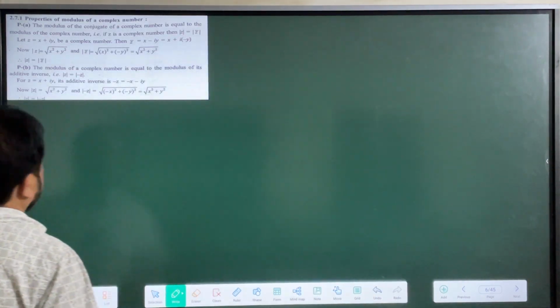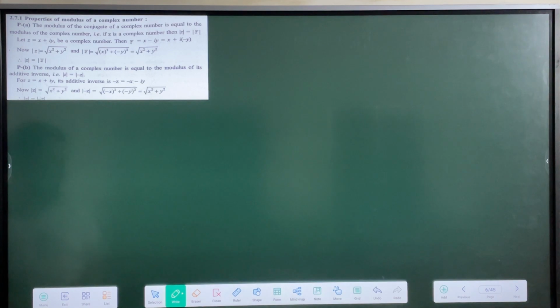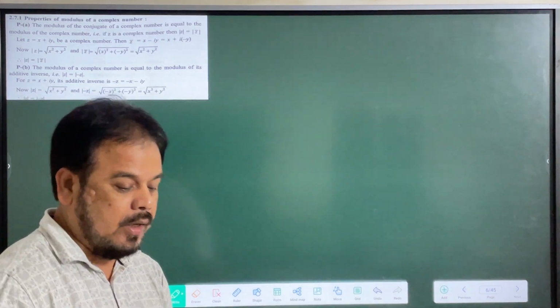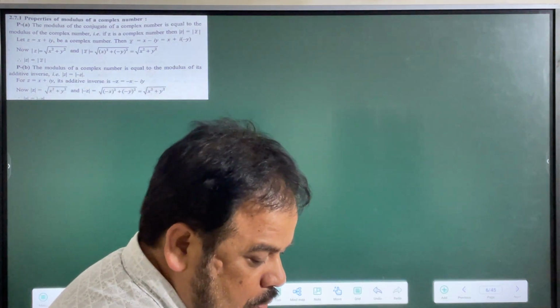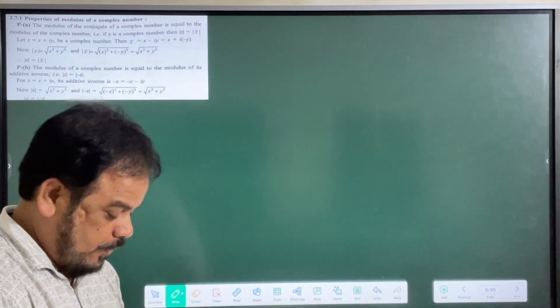Now properties. These properties are very, very important. You have to learn this property. Properties you have to remember.